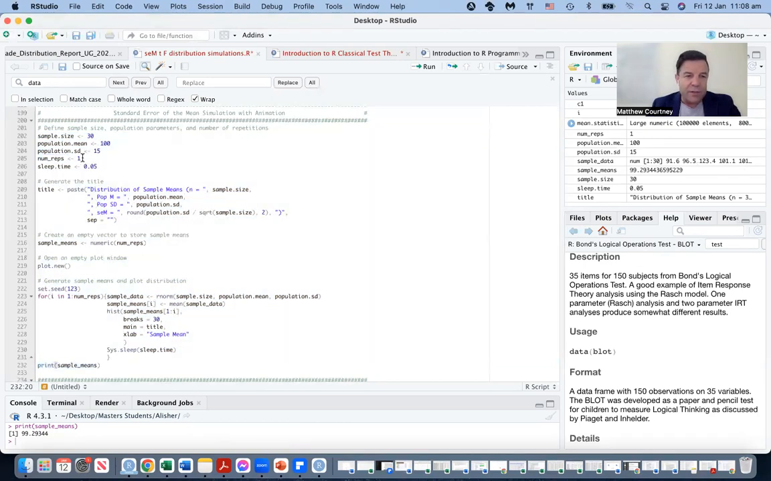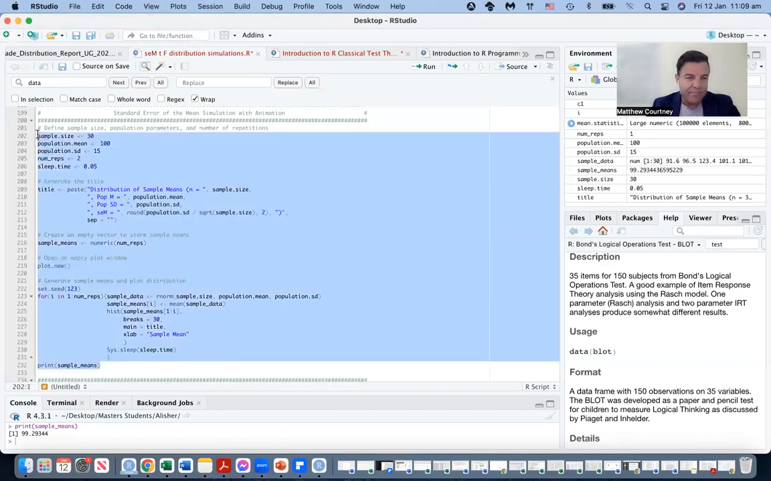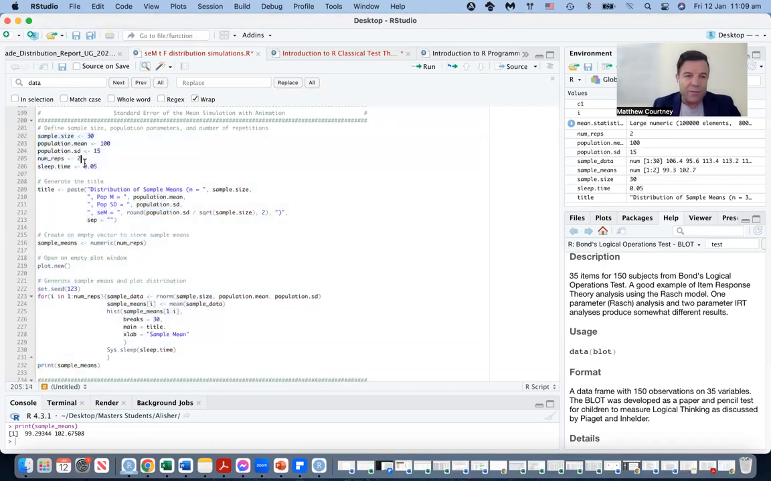All right, let's do it twice and have a look at the sample means that we get. 99.29 and 102.68. So first is under, second is over. Let's do that a few more times. Let's do it 10 times.